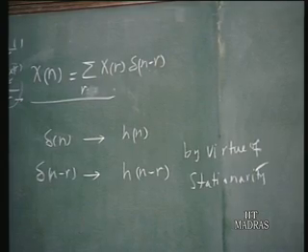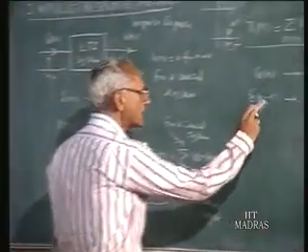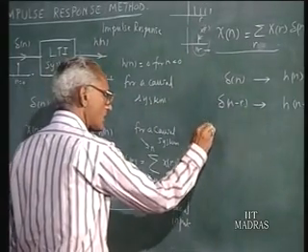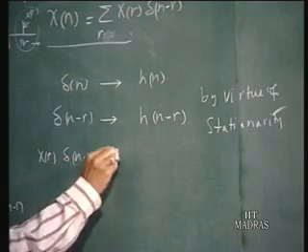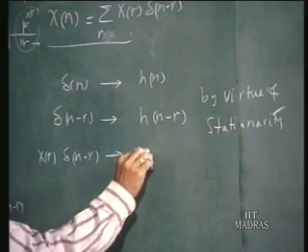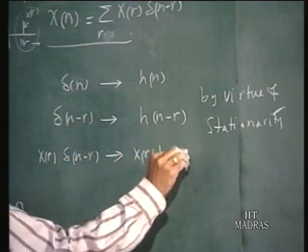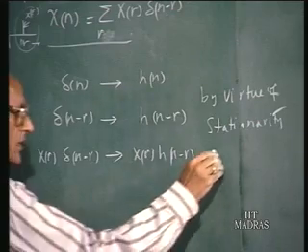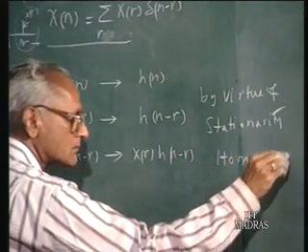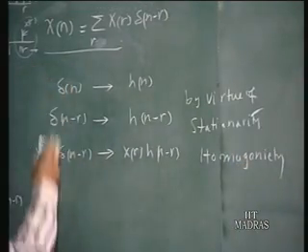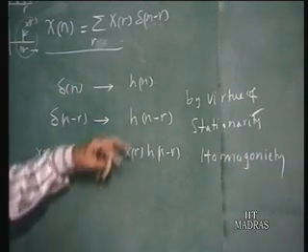It is a stationary system. It is not a time variable system. But instead of delta n minus r, suppose you have a constant multiplier xr times delta n minus r. Naturally the response will be, by linearity, xr times hn minus r, by virtue of homogeneity. If the input is multiplied by a constant, the output is also multiplied by the same constant.